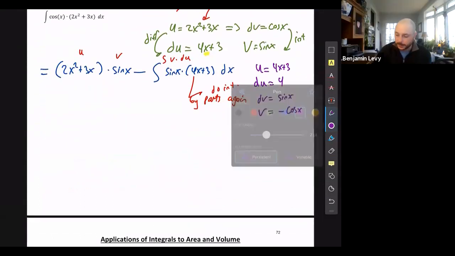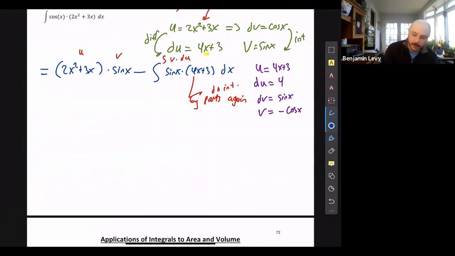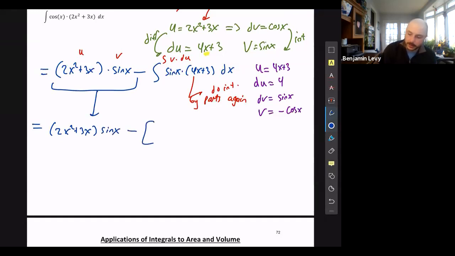And so you can see I've left some room here because I knew this one was going to be kind of long. So this part just kind of copies down, right? This part here, we didn't change anything there. But the next piece becomes the integration by parts. So it's going to be u v minus integral v du.